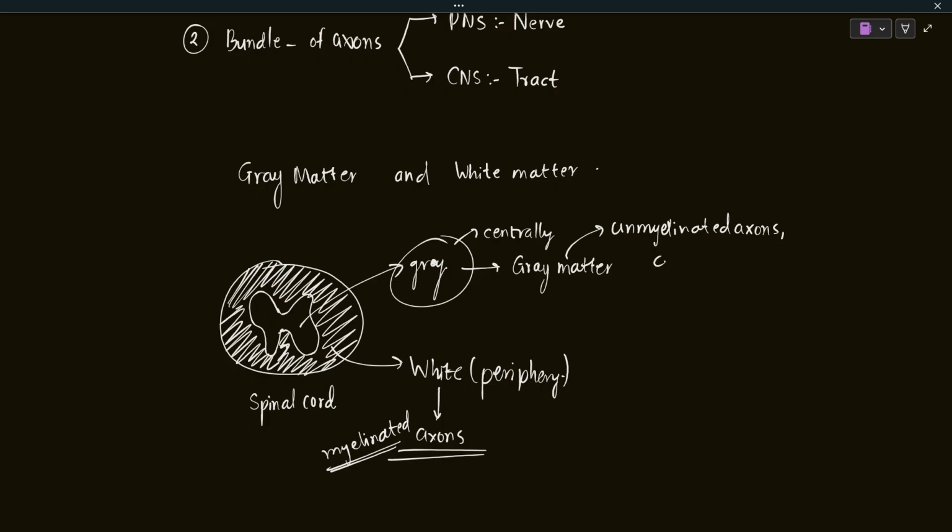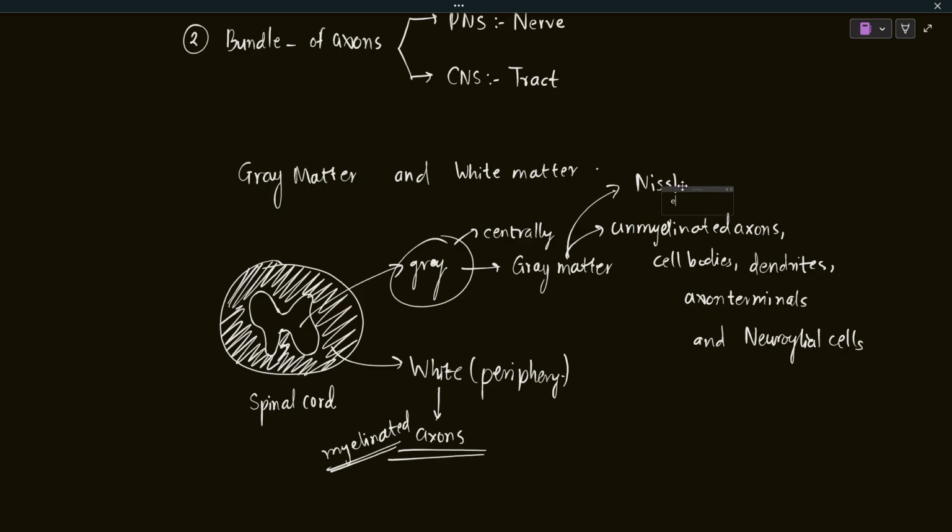It has the cell body part, the dendrites, as well as the axon terminals and neuroglial cells. And this gray matter appears gray because it has Nissl bodies. Nissl body, this is a new terminology, right?